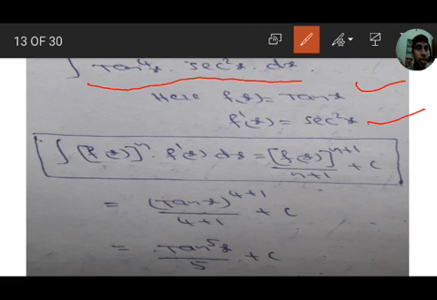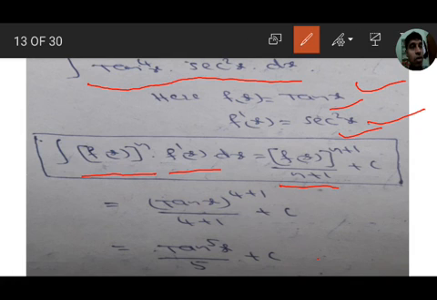It is of the form tan to the power of 4x, that is f of x whole to the power of n, so integration of f of x whole to the power of n into f dash x dx equal to f of x whole to the power of n plus 1 by n plus 1 plus c. Here f of x equal to tan x, f dash x equal to sec square x, and n equal to what? 4. Tan to the power of 4x, n equal to 4. So tan x whole to the power of 4 plus 1 by 4 plus 1, that is tan to the power of 5x by 5 plus c is the answer.